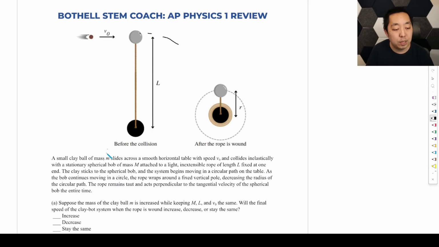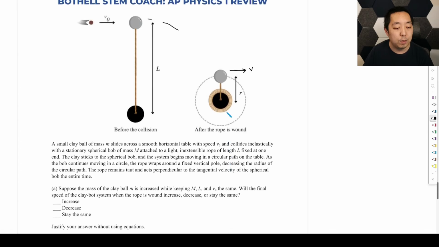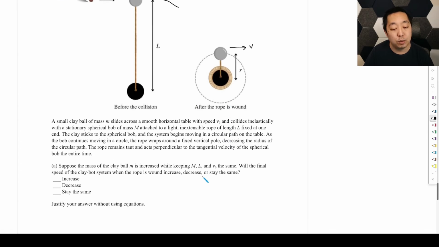And as the bob continues moving in a circle, the rope wraps around a fixed pole, decreasing the radius of the circular path. The rope remains taut and acts perpendicular to the tangential velocity of the spherical bob the entire time. So the tension is going to be acting perpendicular. So it's going to wrap around until eventually at some point it's going to be moving with some other speed with a smaller radius. Suppose the mass of the clay ball m is increased while keeping m, L, v0 the same. Will the final speed of the clay-bob system when the rope is wound increase, decrease, or stay the same?